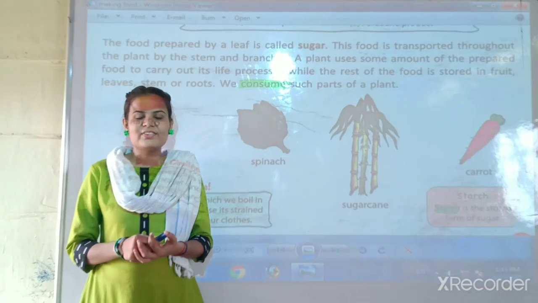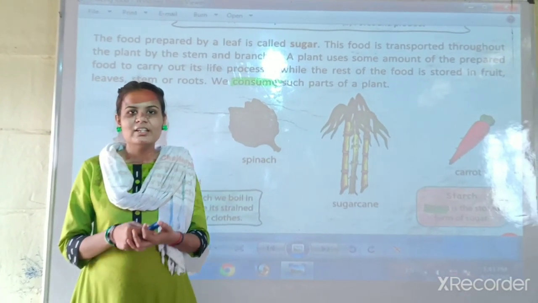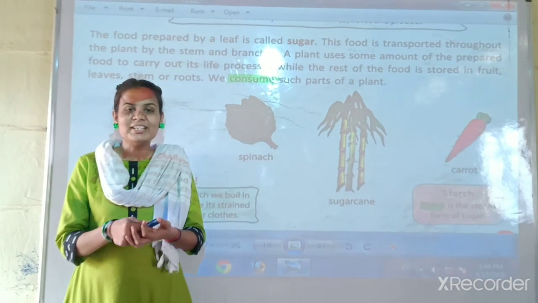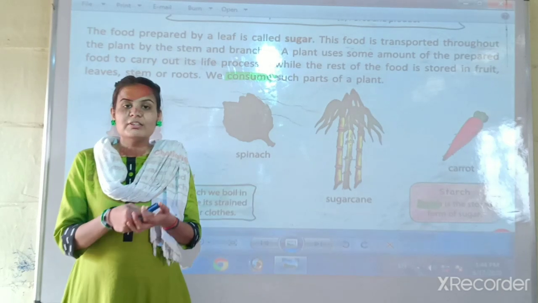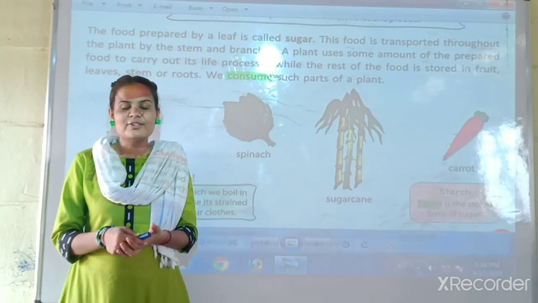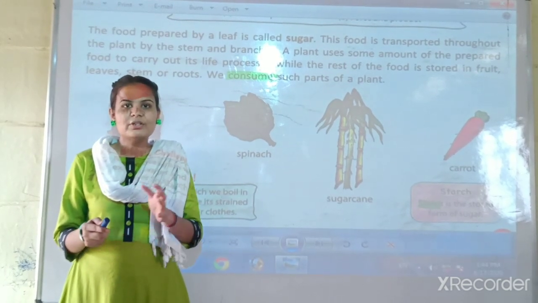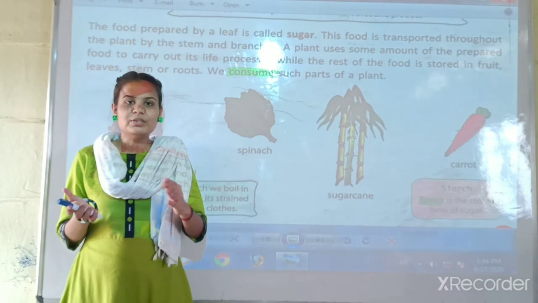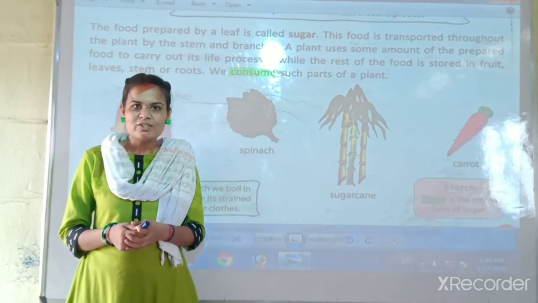Just now we have seen how your product is formed in your food factory. Now it's time for distributing this food to the rest of the parts of the plant. So the food prepared by the leaf is called sugar, or it is also called starch. Okay, so this food is now transported from the leaf to the different parts of the plant by the stem and branches.